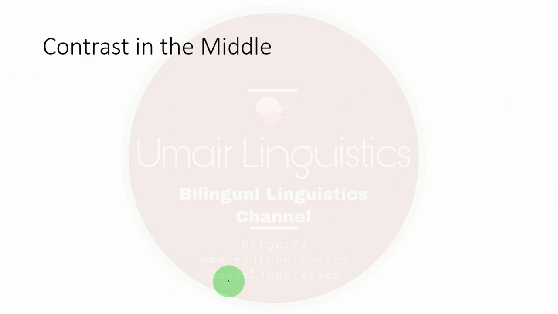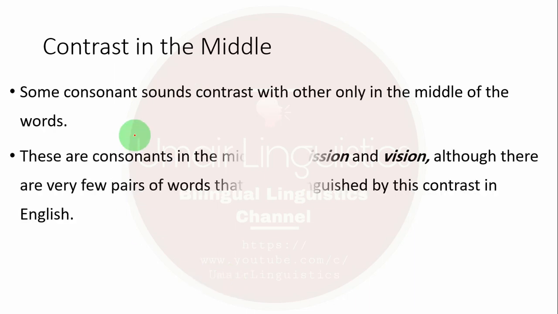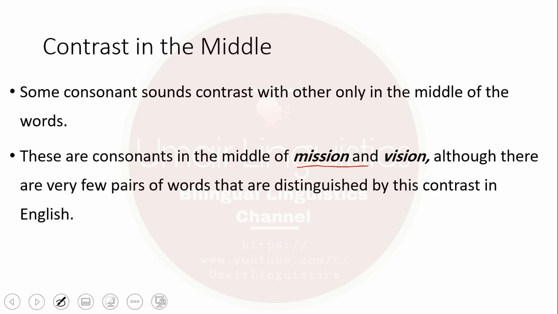Now there are some consonants which do not differ with each other at the beginning or at the end but in the middle, and some consonant sounds like these are mission and vision. But such pairs are only a few in English, and you can see that there is actually a difference of not only one sound but two sounds.